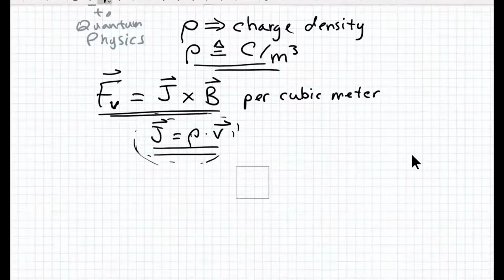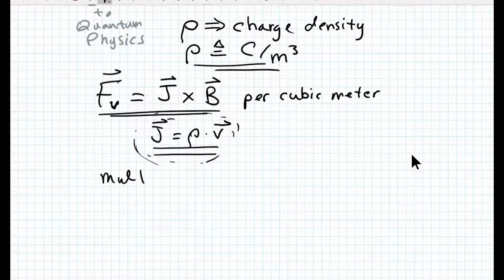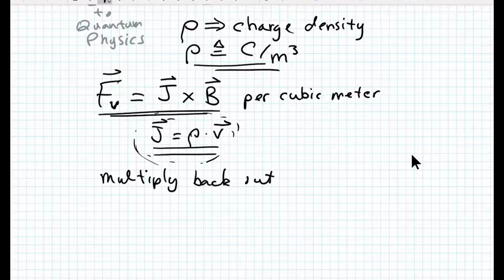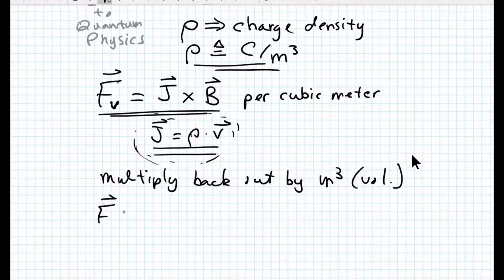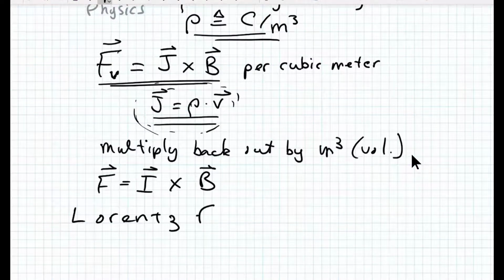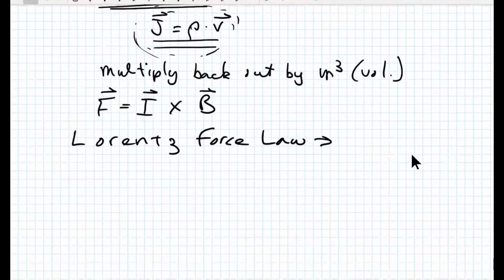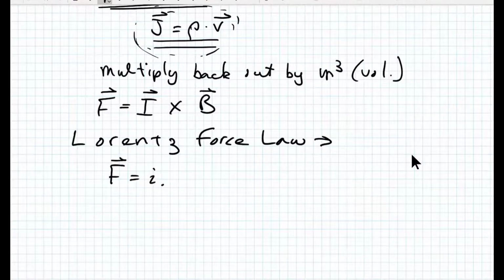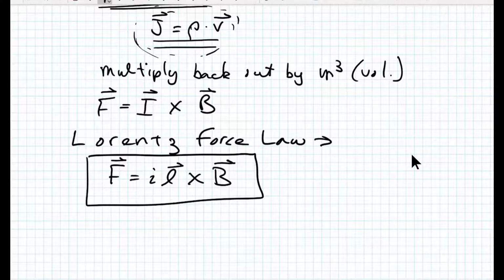But now let's get into real world stuff. If I multiply back out by meters cubed, or volume, then I can get a new expression, which is I cross B. All the units will come out, and essentially this is the Lorentz force expression that I have always used. And it is F equals I L cross B. So here's the final thing. And now I can actually apply this to the structure that we're talking about.